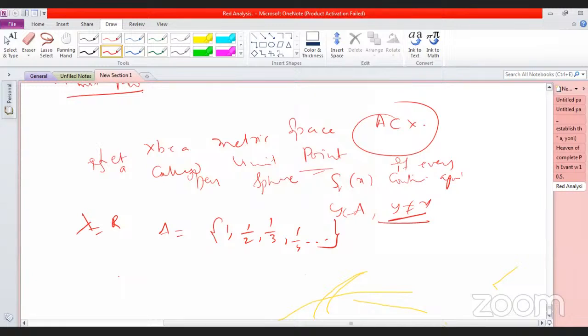Why should we take 0? X is equal to real number. Real number is starting with 0, that's the main reason. X is real number, 0, therefore 0 is the limit point of A. Note that it does not belong to A. Why does it not belong to A? A is not starting with 0, sir. A is starting with 1, 1 by 2, 1 by 3, 1 by 4, 1 by 5, 1 by 6, and so on.